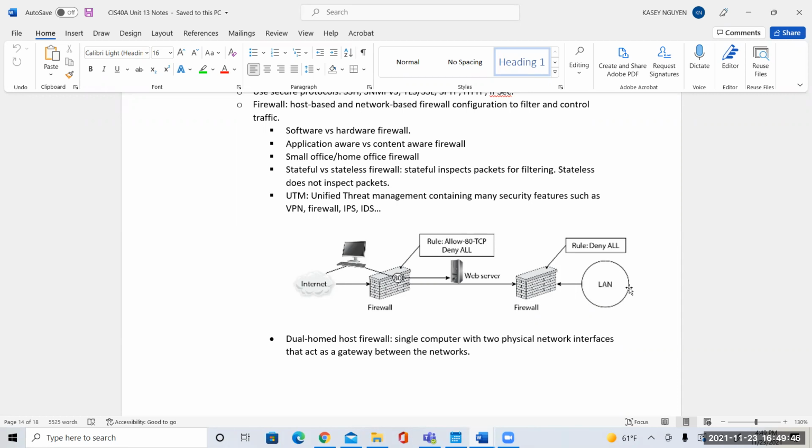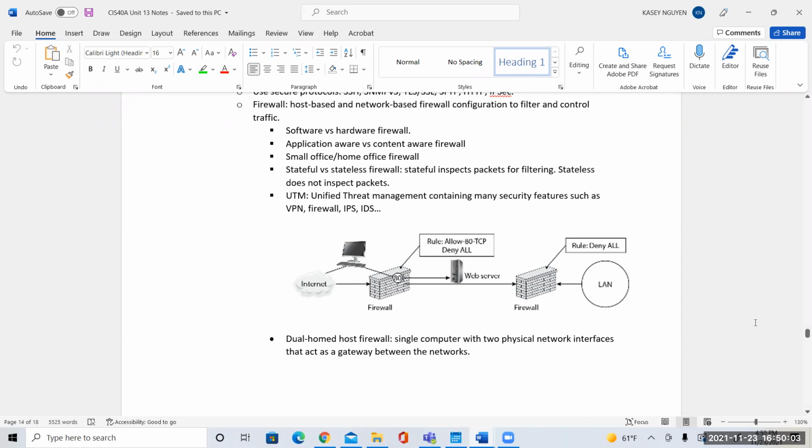Okay. But now we just use an all-in-one device. A lot of the time you would see a router that acts as a firewall. So you just set up the rules there. And when you configure that router, you just go to the command line and configure the rules for it. Okay.